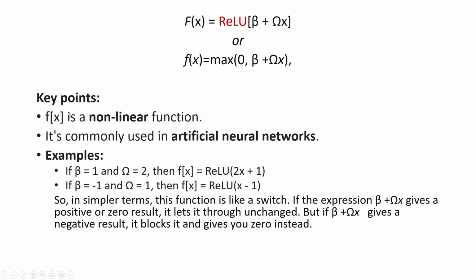So the key point is this is actually a non-linear function used in artificial neural networks. In simple terms, the function is like a switch. As I said before, if beta plus omega x represents a 0 or positive result, it lets it go without changing anything. But if it is a negative result, then it blocks it and gives you a 0 instead.